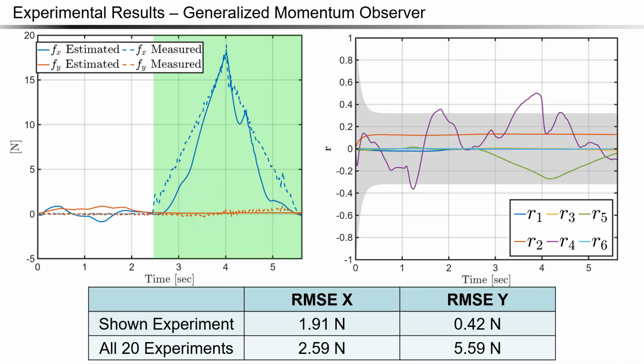Shown here are the results of the example experiment shown on the last slide. The graph on the left indicates the estimated forces in the local x and y directions, and the graph on the right indicates the generalized forces that were estimated during the experiment. The gray area, indicated here, represents a threshold past which the robot is considered to be in a collision state. This threshold was determined using the characterized uncertainty in the robot's dynamic state.